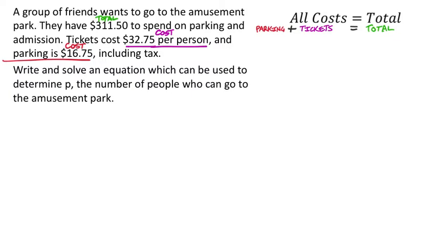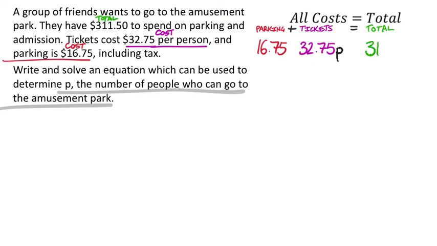So again, this is how it's going to set up. Do we know these values? Yeah, sure we do. It says right there in red that we've underlined that the parking will cost $16.75. The tickets are going to cost $32.75 for every person. We just don't know how many people are going. It does say that we should use P as the variable for number of people going. So it's $32.75 multiplied by the number of people that are going, and then this would be the total, which it gave us at $311.50.